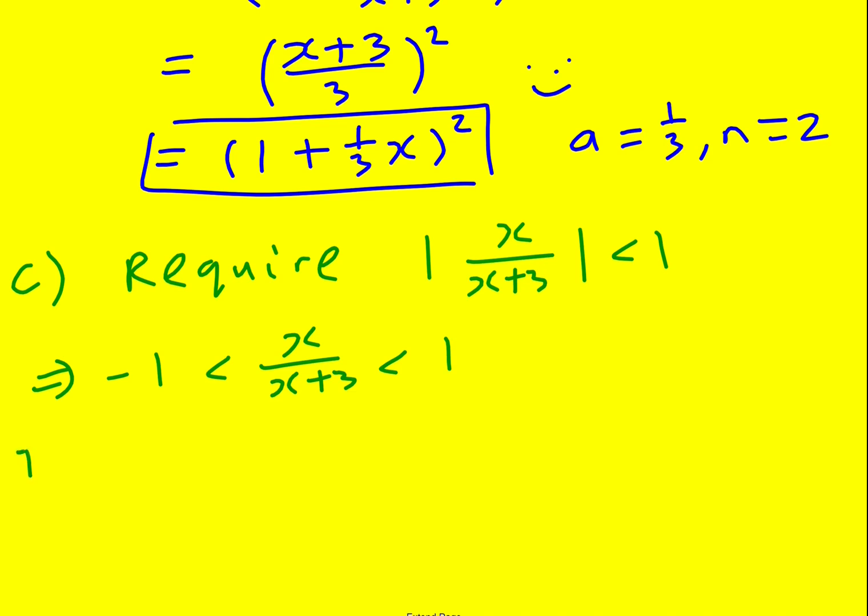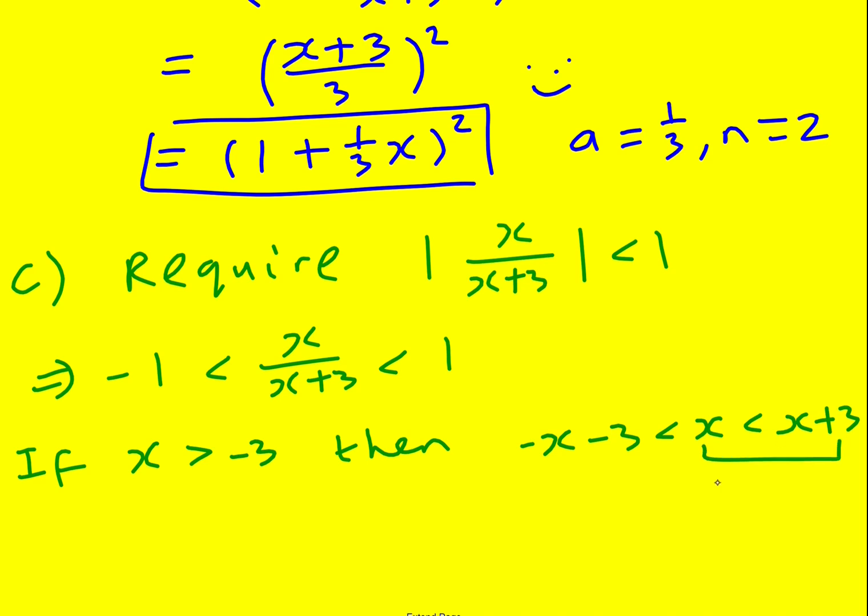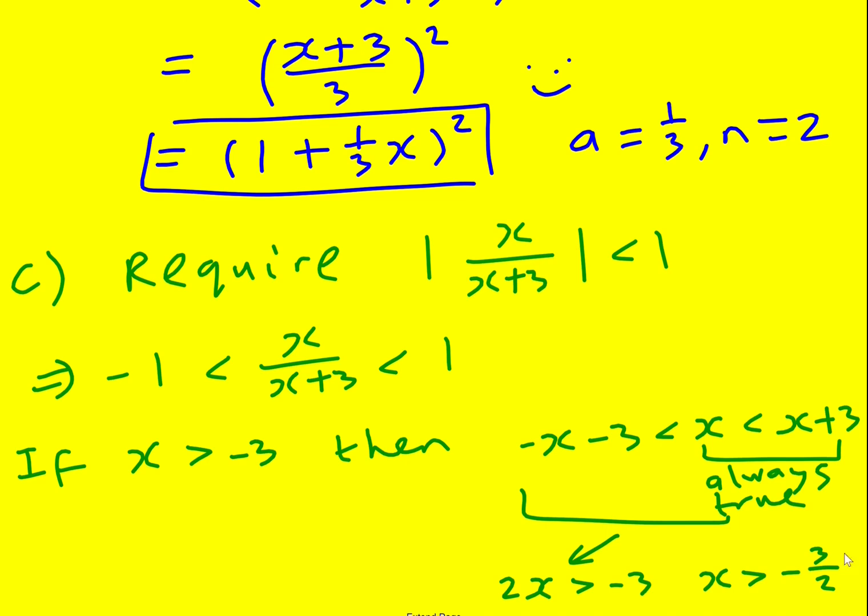And I looked at two different cases. If x is greater than -3, then the bottom will be positive. And if we times through it, we'll get -x - 3 less than x + 3. This bit is always true. And this bit will give me that 2x is greater than -3. So x is greater than -3/2.